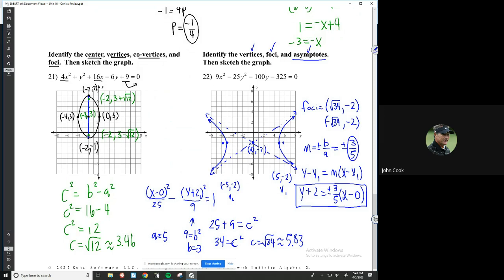All right, so there we go. That's everything that you could need for this review. I know I only went over one example for each of them, but that's just how the review goes.